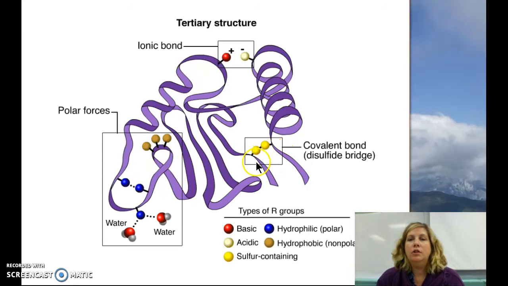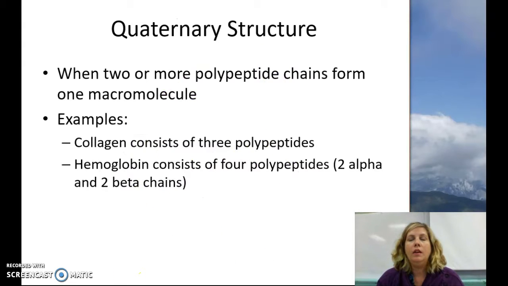And then the last type of tertiary structure is a covalent bond called a disulfide bridge. So this occurs only between molecules that have the amino acid that contains a sulfhydryl group, and you may recall the sulfhydryl group are proline. And then quaternary structure is the last type. So quaternary structure is when two or more polypeptide chains form one macromolecule.